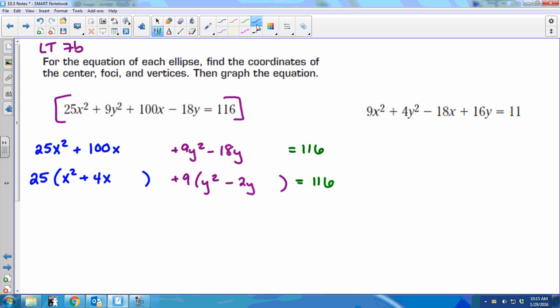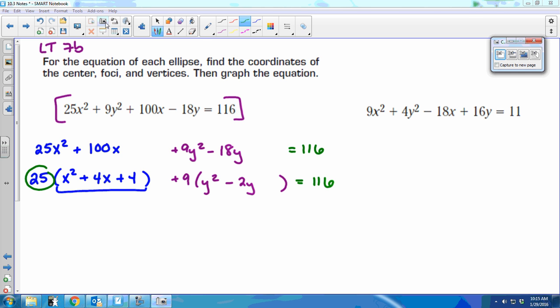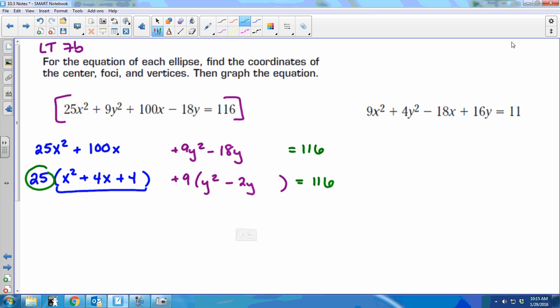All right, from here, we complete the square inside the parentheses, just like we do with circles. So if I'm looking at x squared plus 4x, I take b, divide by 2, and square it. So 4 divided by 2 is 2, and 2 squared is 4. With circles, we would then add that to the other side, right? We are going to do that, but the factor has a 25 in front. So I have to do 25 times 4 before I add it to the other side. So I have to add 100, not 4.